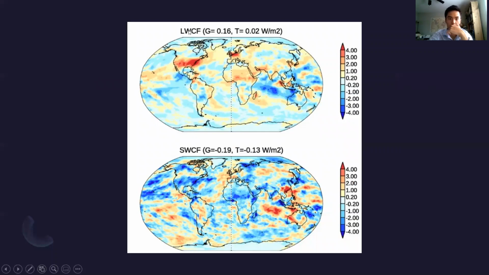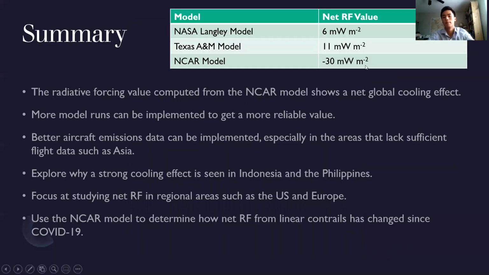You can see the longwave contrail forcing values everywhere around the globe, as well as the shortwave. So this is 0.16, negative 0.19, so it yields a net global RF value of negative 0.03 watts per meter squared. And that's equal to negative 30 milliwatts per meter squared. As you can see, it actually produces a net global cooling effect, which is different from all the previous models. Therefore, we should obviously run this model more to get a more reliable value, in case this was just an aberration.